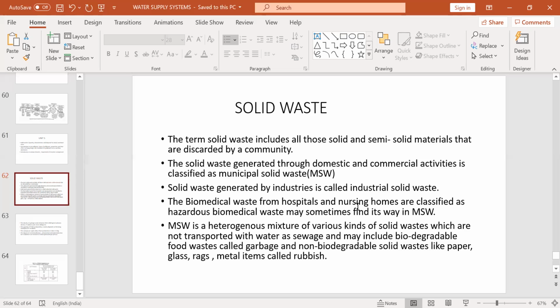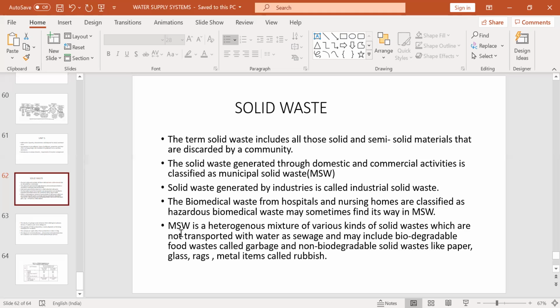Biomedical waste from hospitals and nursing homes is classified as hazardous biomedical waste and may find its way into MSW, that is municipal solid waste. What happens, like from a hospital, what are the general wastes being generated? Waste products like syringes, injections. Once the injection is used, it is a waste. It cannot be used again. Cotton, chemicals and all these things are biomedical wastes that are used in hospitals. So what about such waste? Where do we dispose such waste? So again, it's another serious issue.